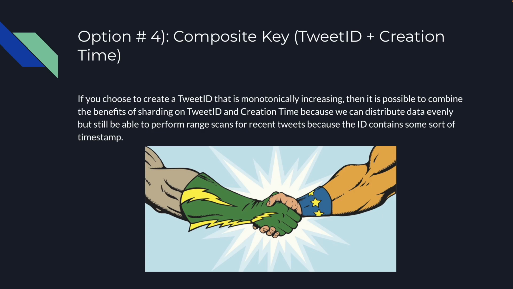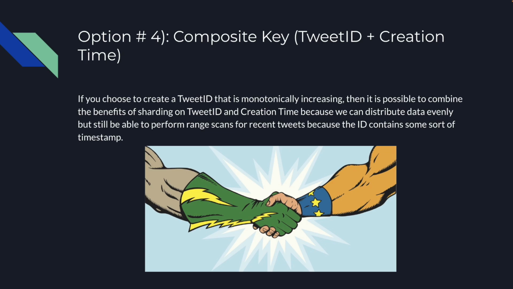So what if we do something clever, and that is using a composite key, which is somehow combining tweet ID with creation time, because both of them have strong pros that we want to make use of. If we instead decided to create a tweet ID that is monotonically increasing, then it's possible for us to combine the benefits of sharding on tweet ID and creation time, because we can distribute data evenly but still be able to perform range scans for recent tweets, because that ID will contain some sort of timestamp.